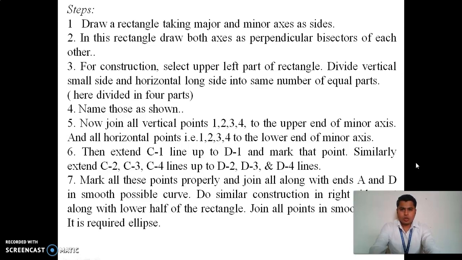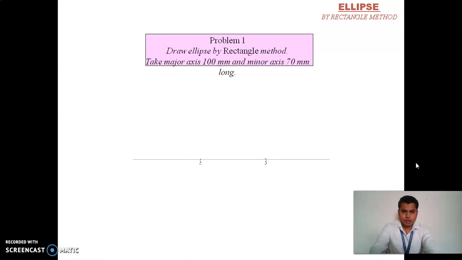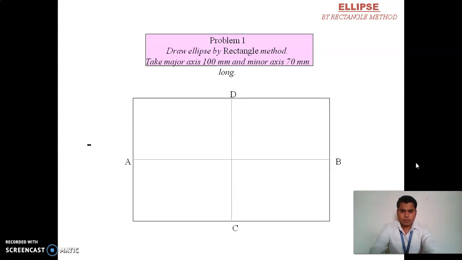First, draw a rectangle taking major and minor axis as sides. For any rectangle having larger and smaller sides, those are the major and minor axis. In this rectangle, draw both axes as perpendicular bisectors of each other. Here you can see the two perpendicular lines that we have drawn, AB and CD. AB is 100 mm and CD is 70 mm. Those are intersecting, so that is the center point.